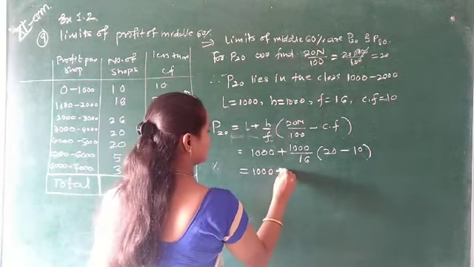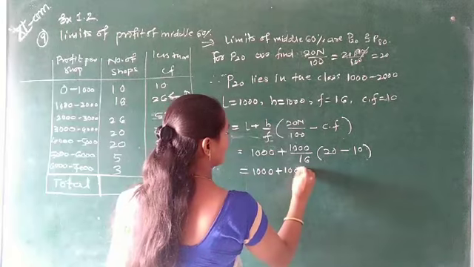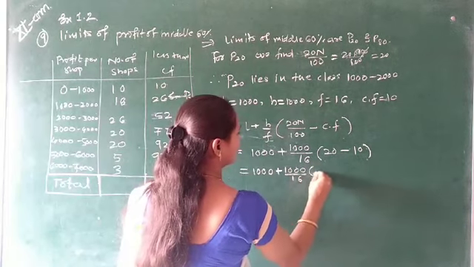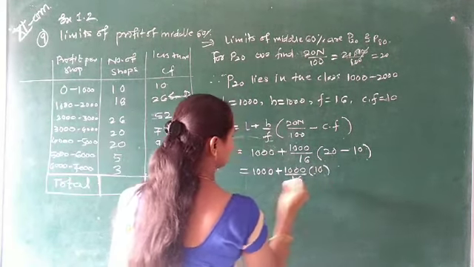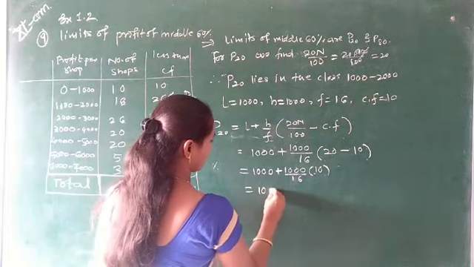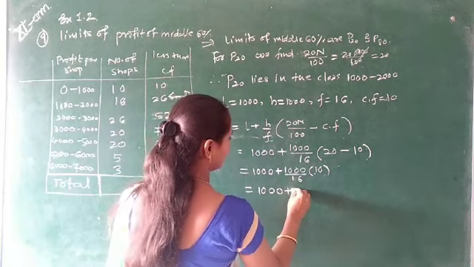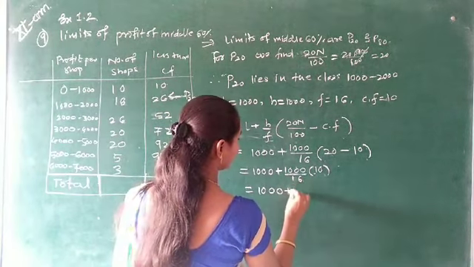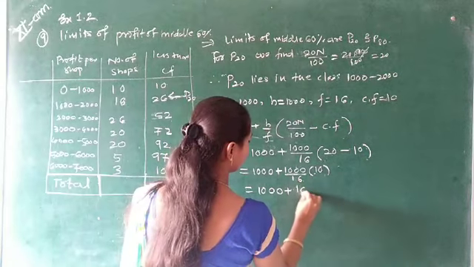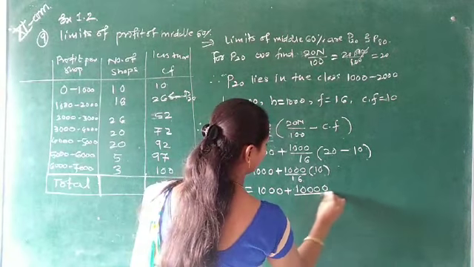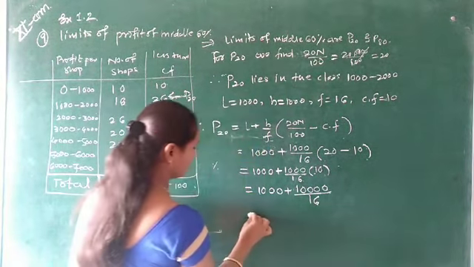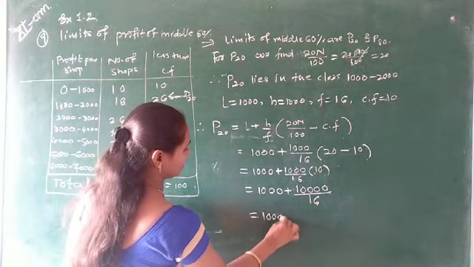1000 as it is plus 1000 divided by 16, as it is, into 20 minus 10, since it is 10. Now 1000 plus, again it is, if we divide it, 1000 plus 10, then again it is 10,000 divided by 16. Now divide it and find the answer.